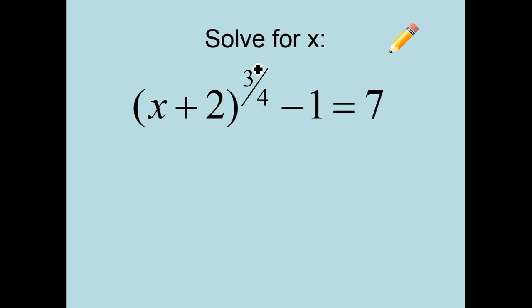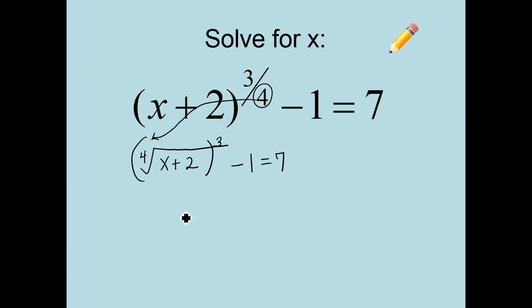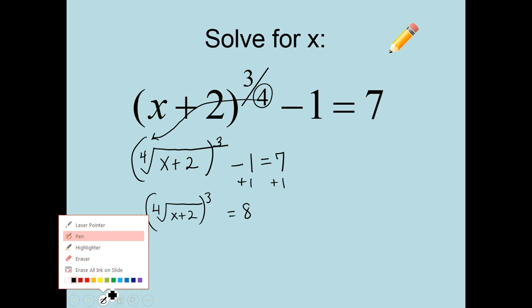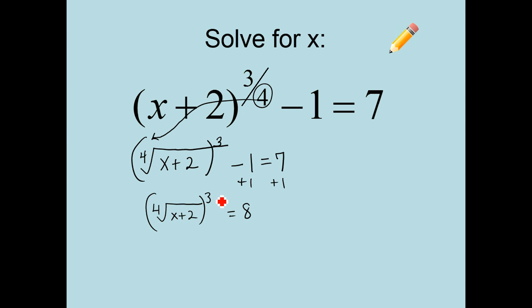Again, we have a fraction, and it looks kind of scary. So let's go ahead and rewrite this in radical notation. Remember, the 4 is the index, and the 3 is the exponent or the power. I'm trying to get that alone, so I'm going to add 1 to both sides. So I have the 4th root of (x plus 2) to the 3rd power equal to 8. Now I'm going to do the inverse of either the 4th root or the cube. I'm going to go ahead and do the inverse of the cube.